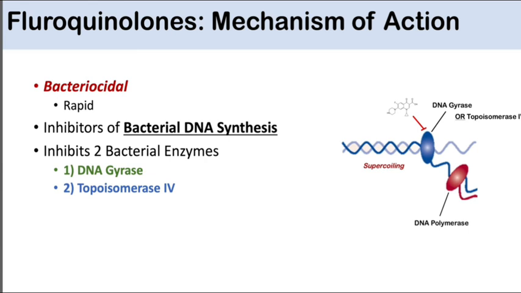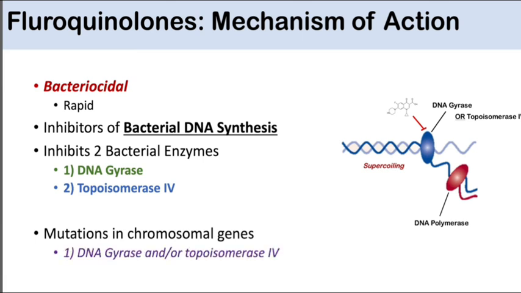But because of overuse of fluoroquinolones, there has been development of antibiotic resistance to the fluoroquinolones. Bacteria develop antibiotic resistance through developing mutations in chromosomal genes for DNA gyrase and or topoisomerase 4. So mutations develop in DNA gyrase and topoisomerase 4, preventing the fluoroquinolones from binding and inhibiting them.